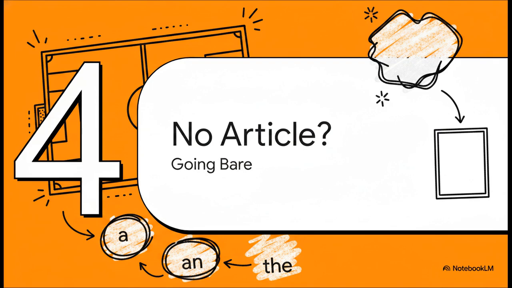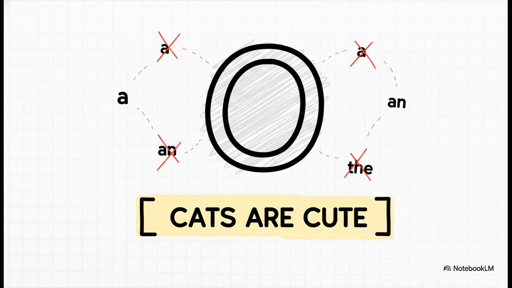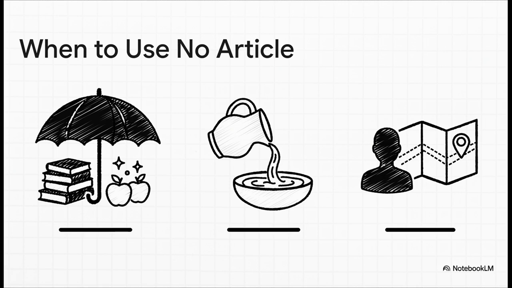Okay, so we have the general team, a and an, and the specific player, the. But what about the third option? Because sometimes the correct choice is to use no article at all. This is what we call going bare. Exactly. When do we use literally nothing? Believe it or not, there's a name for this. Linguists call it the zero article, and they sometimes use this symbol for it. And it's not about being lazy. It's a very specific rule for when no article is needed.